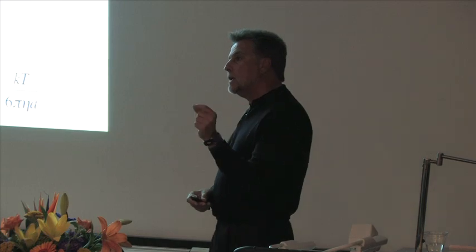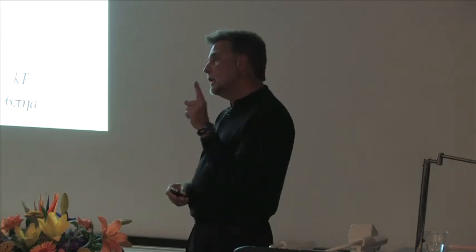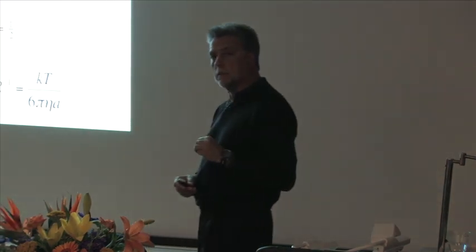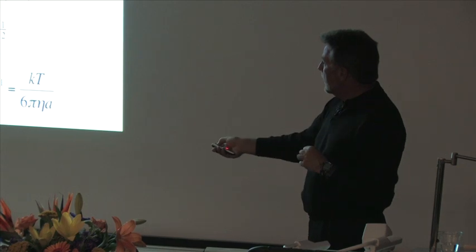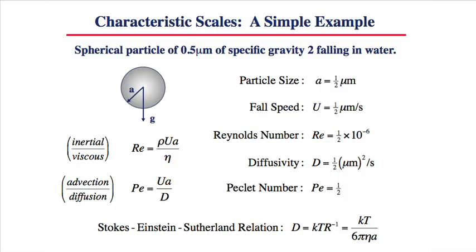If I calculate the Reynolds number, a ratio of the inertial to viscous forces, based upon that fall speed, I get 1/2 times 10 to the minus 6. So there's one number that gives me the size, the speed, and the Reynolds number, 1/2 times 10 to the minus 6. These particles are also small enough that they'll undergo Brownian motion. If I calculate the diffusion coefficient from the Stokes-Einstein-Sutherland relation, it's 0.5 micron squared per second. So again, just one number, 1/2 times 10 to the minus 6: size, speed, Reynolds number, diffusivity.